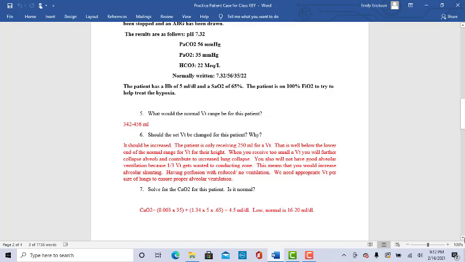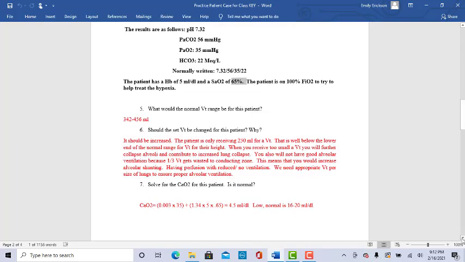Solve for the CaO2 for this patient. Is it normal? So the carrying capacity for oxygen in the arteries for this is 0.003 times 35, and this is your PaO2, which you would get from your blood gas up here. And then you're going to add that to 1.34, which is that constant that you guys have memorized, times 5. I'm getting that number because that's the number of hemoglobin, times 0.65. That's the SaO2 for this. And you end up with 4.5 mils per deciliter, okay? That's low. The normal is 16 to 20 mils per deciliter, so that's low.